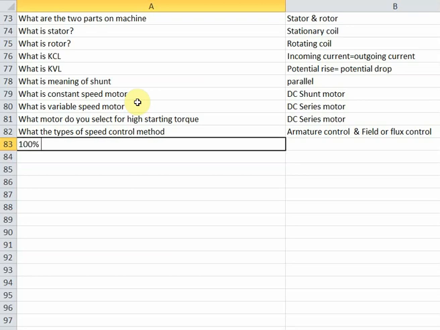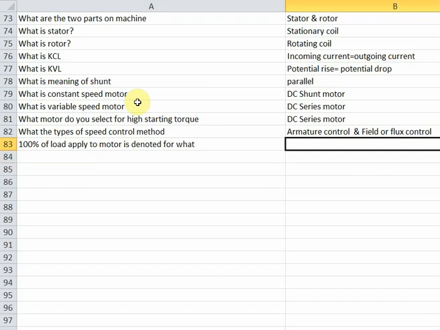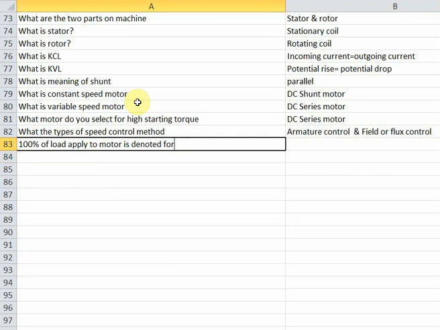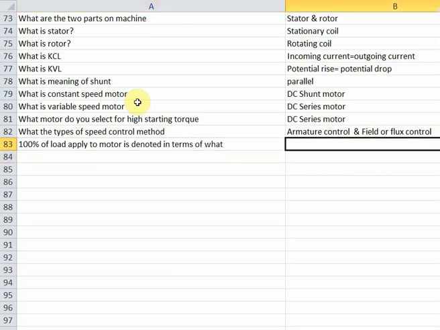Hundred percent of load applied to the motor is denoted in terms of what? Rated current. So I have applied 100% of the load to the motor, so it is denoted in terms of the rated current. Yes.